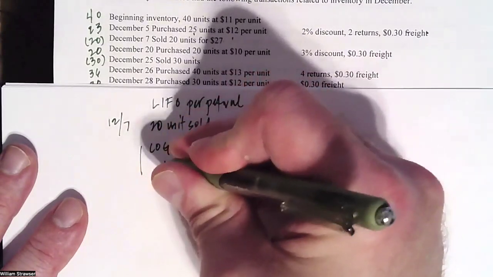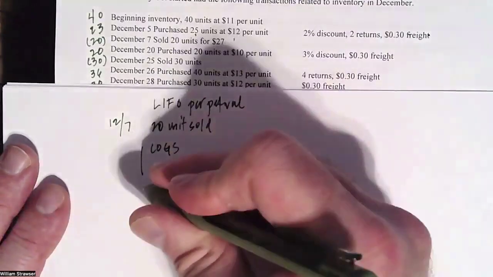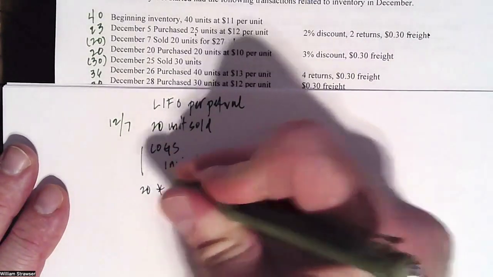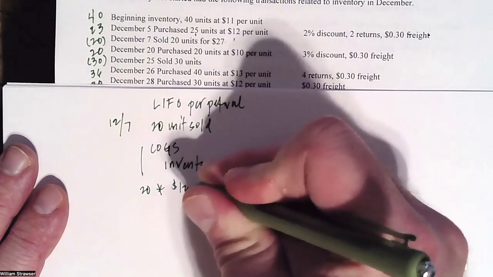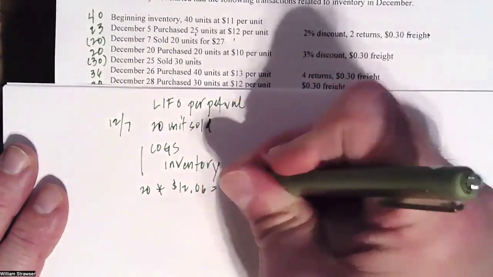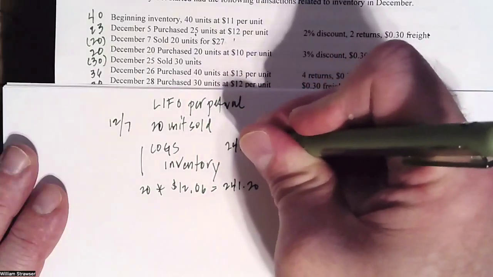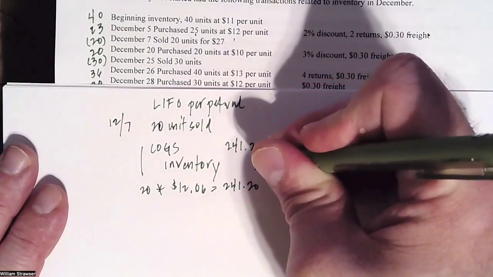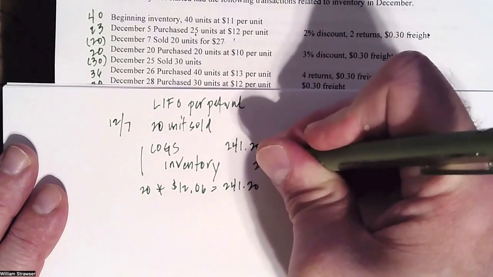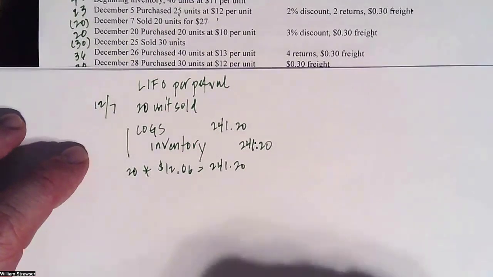I got my COGS. I'm going to credit inventory. This is the perpetual COGS entry. 20 units times 12.06 gives me $241.20. Okay, simple as that. That's all we have to record for COGS.